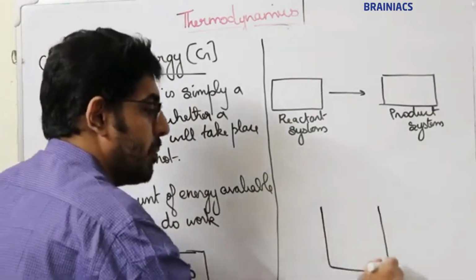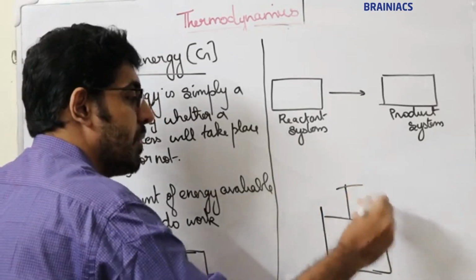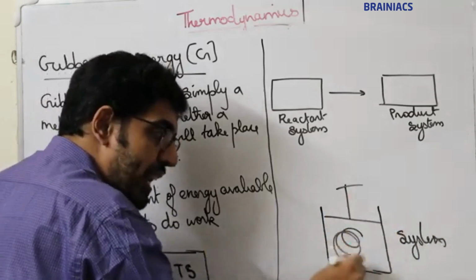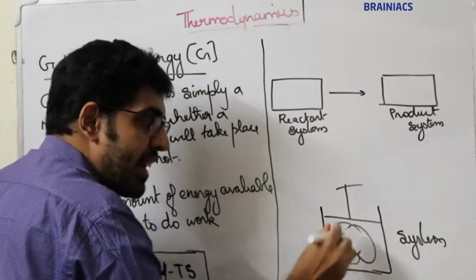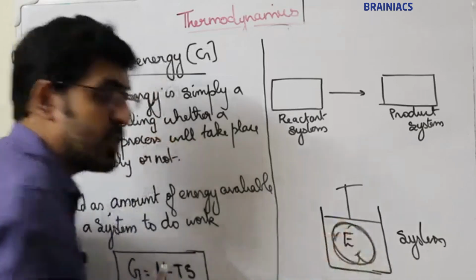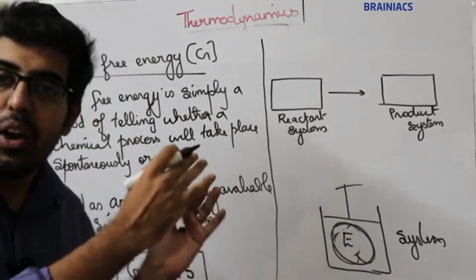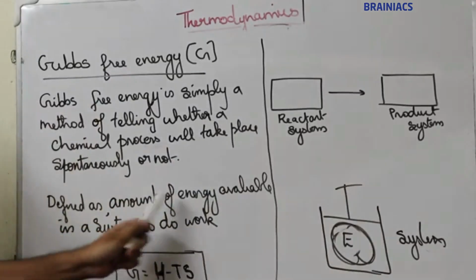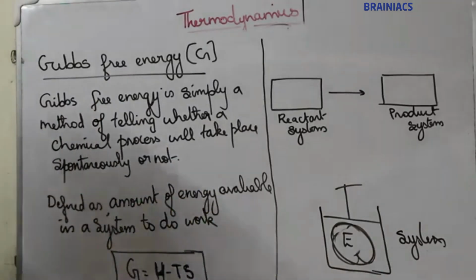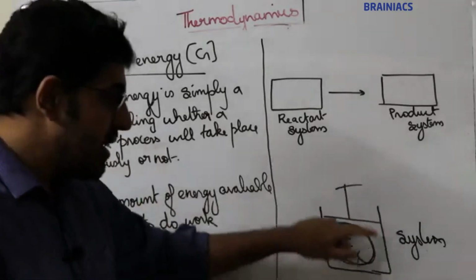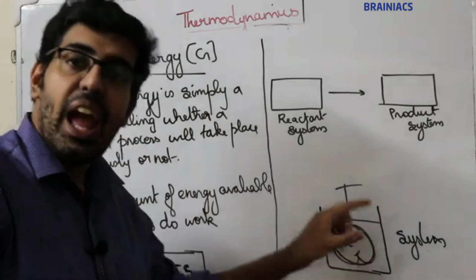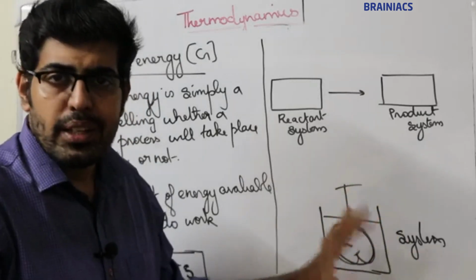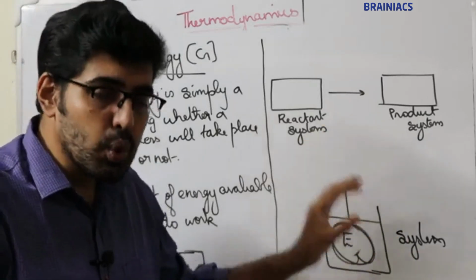Consider a system. The amount of energy available in the system to do work is known as Gibbs free energy. It is defined as the amount of energy available in a system to do work.